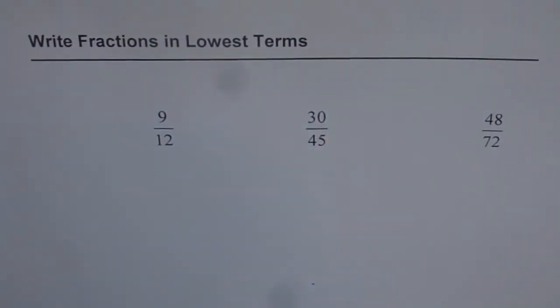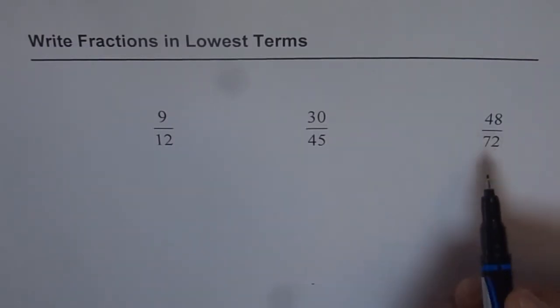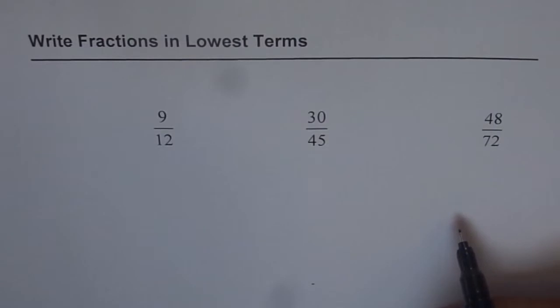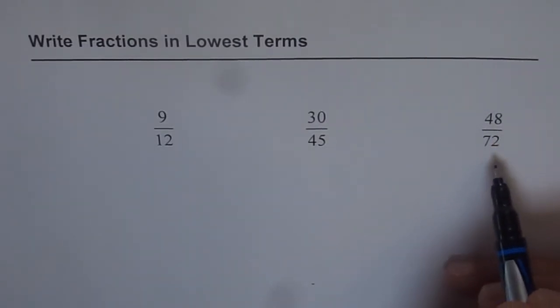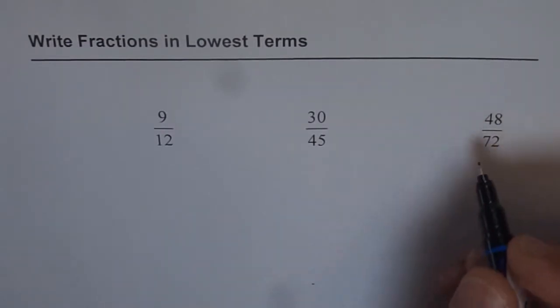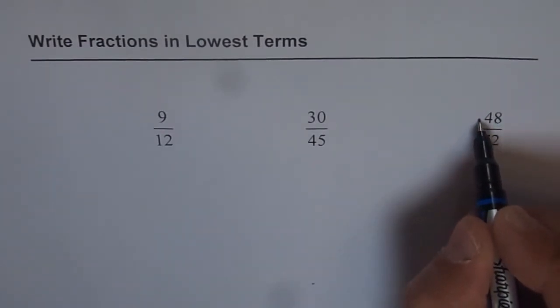So I'll show you how to reduce or simplify a fraction in the lowest terms, and we will use two different methods to do so. So let me take 48 by 72. Now in this case, you see both are even numbers, right? So that means I can divide both by 2. So let me divide both by 2 and see what do we get.